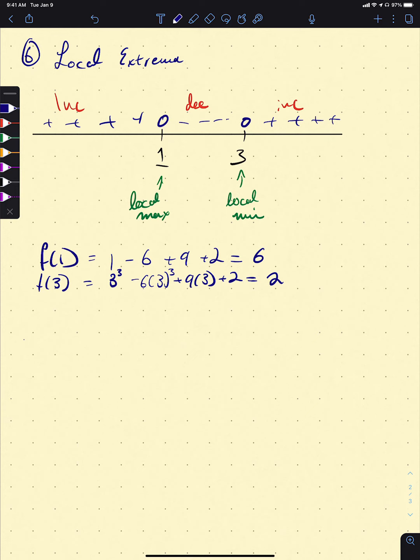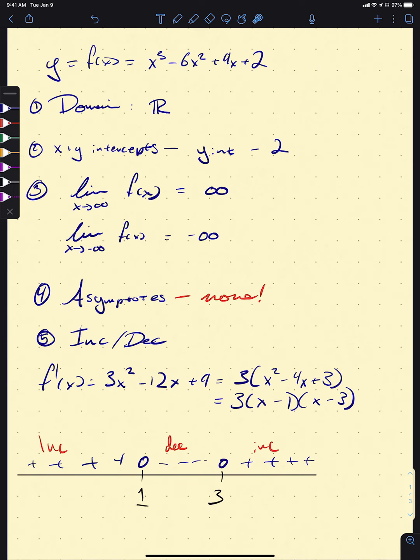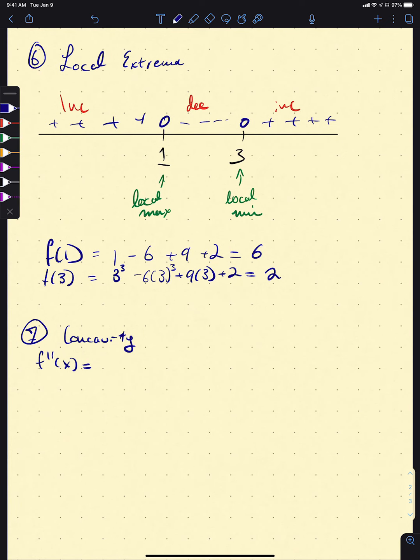Step 7, we can look for concavity, right? And we're going to need to look at our second derivative for that. When we take our derivative one more time, we're taking the derivative of this guy. So it looks like this 2 is going to drop down, and we're going to get 6x minus 12, or 6 times x minus 2. Okay, so this is going to have a 0 at x equals 2.